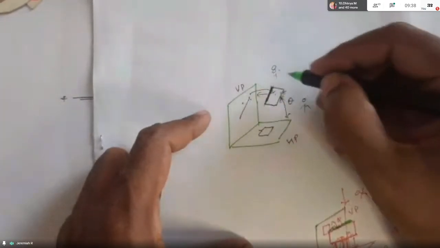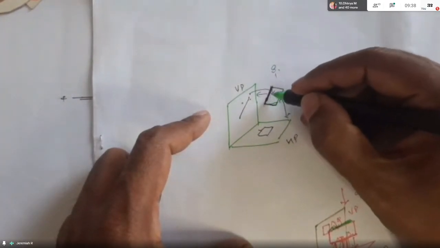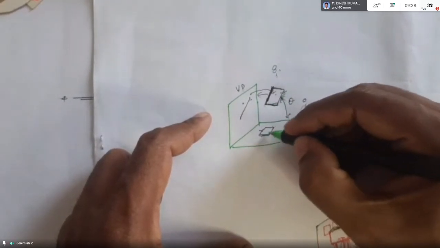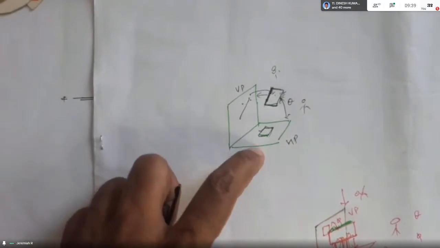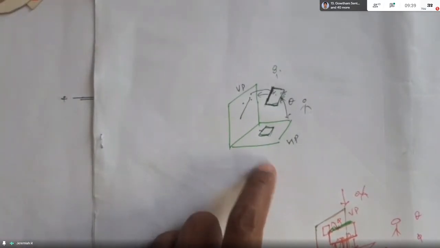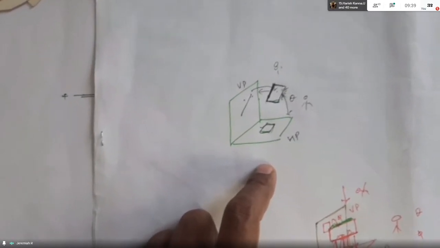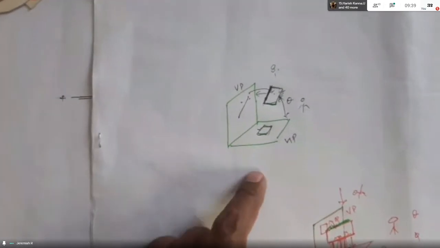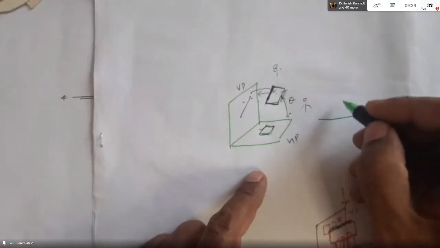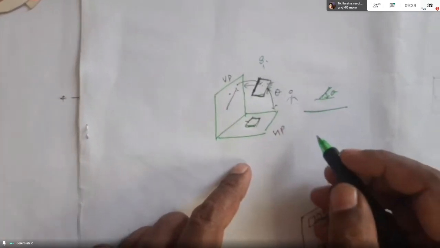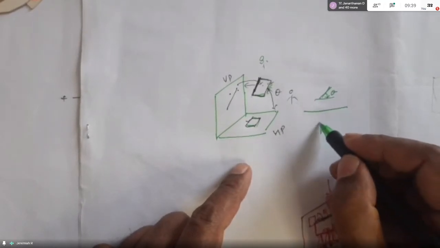You just see from the top. When you see from the top, you'll get a reduced length, which depends on theta. If it's a square, a reduced length of a square. If it's a rectangle, a reduced length of a rectangle. So front, what do you get? You get an inclined line at the angle of theta. So top, what do you get? If it is a square, a reduced length of a square.